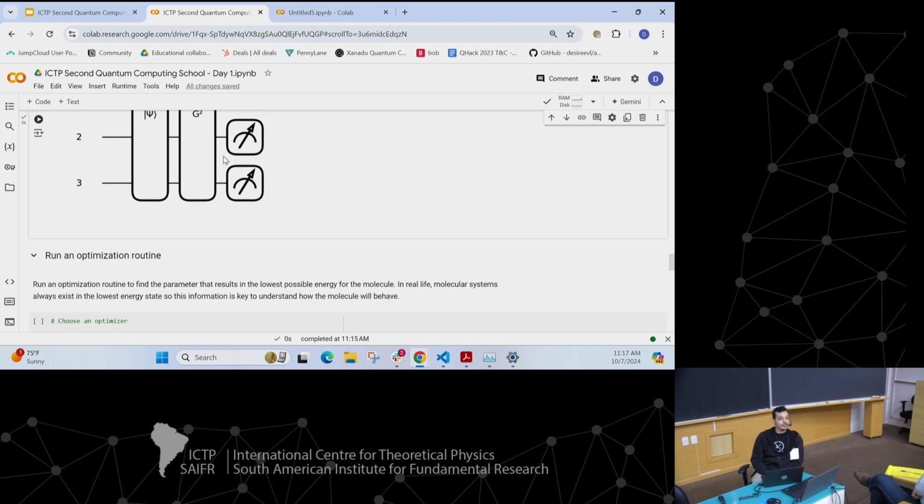All right, any other questions? What do I mean by they cancel out? Their contributions in the expectation value cancel out.